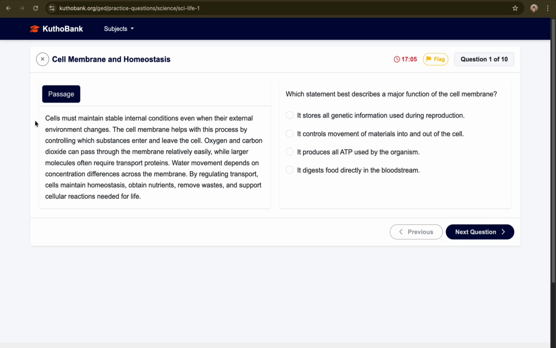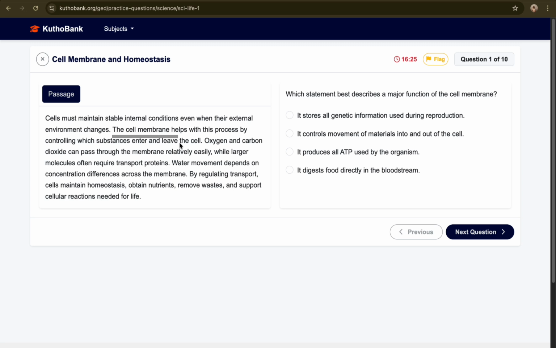So let's start with the first line and then the second line. Here you will see the keyword cell membrane. Wherever you see the keyword, you must read the entire sentence containing the keyword very carefully. The cell membrane helps with this process by controlling which substances enter and leave the cell.